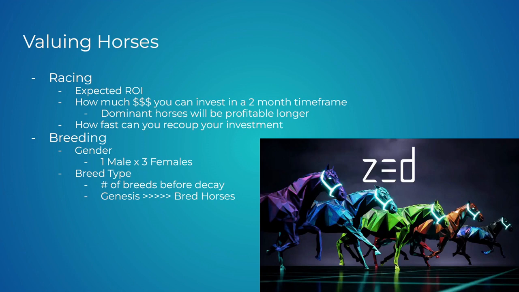And then the last thing here is breed type. The breed types of Zed Run don't have anything to do with the racing ability, but if you are paying up for a horse, you want to have as many breeds possible from that horse. And this is why Genesis is much better than bred horses, because they can breed forever. So you don't ever have to worry about running out of breeding ability.